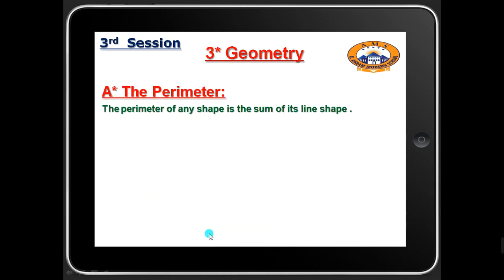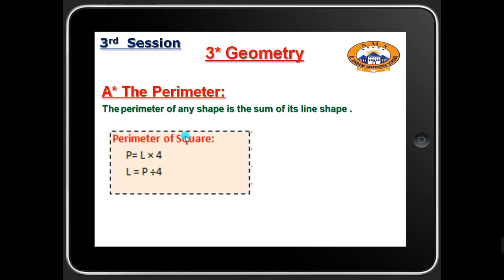Okay, now we have another thing that we're going to revise. It's geometry. Today we're going to revise what the perimeter of any shape is, and the area also of some certain polygons that we studied before. The first thing that I'm going to revise is the perimeter. The perimeter of any polygon or any shape is the sum of its outline. The sum of its outline.